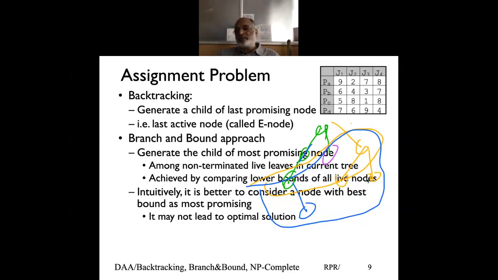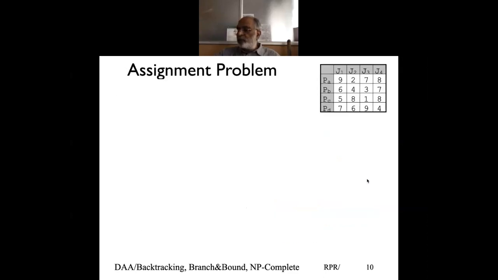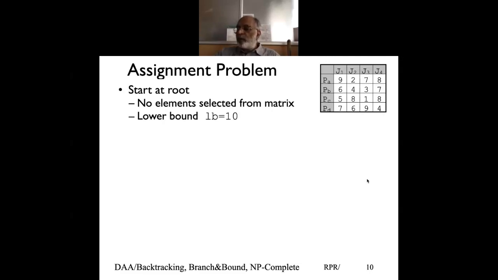There's not a depth first, not a breadth first. We keep exploring what the best one is and continue that way. And that is what we'll basically look at. Start at root, and we know that my lower bound is 10. And then look at with lower bound 10, my possibility is person A.